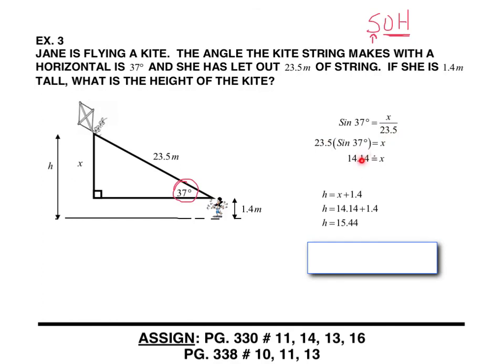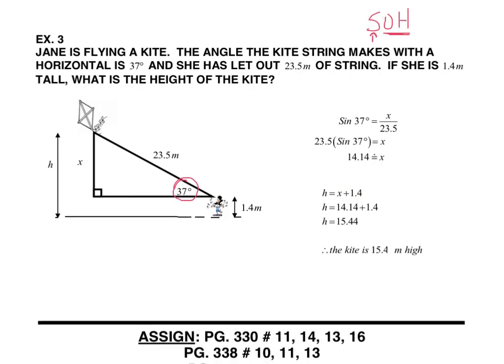I would take the extra decimal place here, and the only reason I do that is because it is not our final answer yet. So you want a little more accuracy until you get to the very end, and when you write your therefore statement, you can round it to 1 decimal place because it's a side length. I find out that x is 14.14, so my height is equal to x plus the 1.4, and I end up getting 15.44 overall. And then we write our therefore statement. Therefore, the kite is 15.4 meters high, and I rounded it to 1 decimal place because it's a side length.